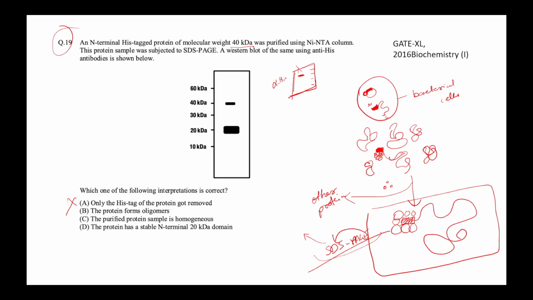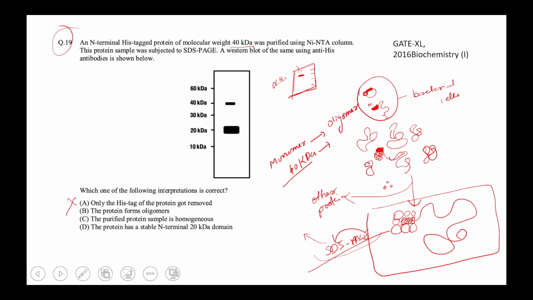Because many different subunits are joined, when you run it on the SDS-PAGE, those bonds will be broken and the subunits will be separated. So you will be able to see more than one band. But the actual monomer size, one being the monomer, is 40 kilodalton, if it is forming the oligomer.